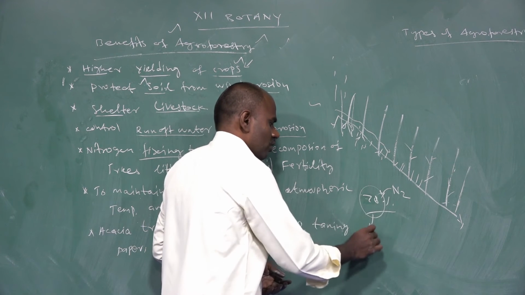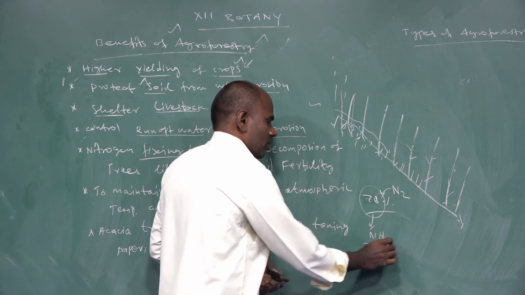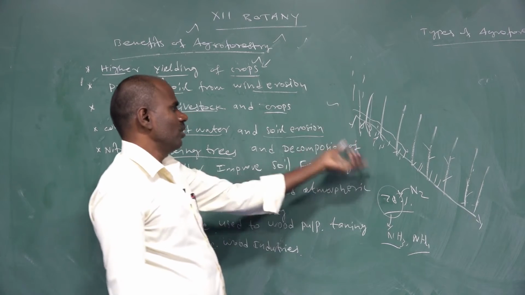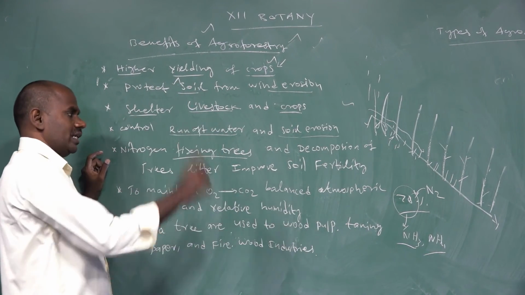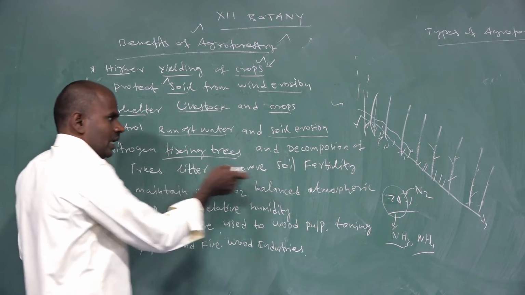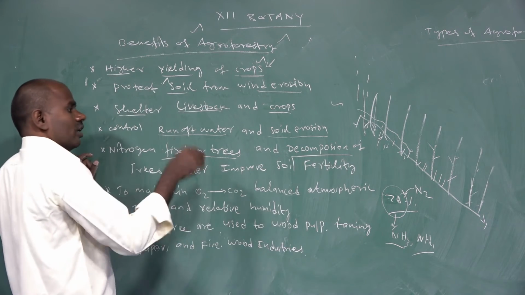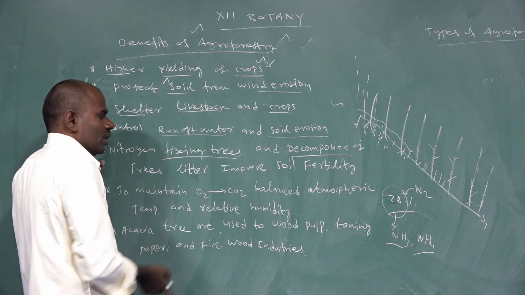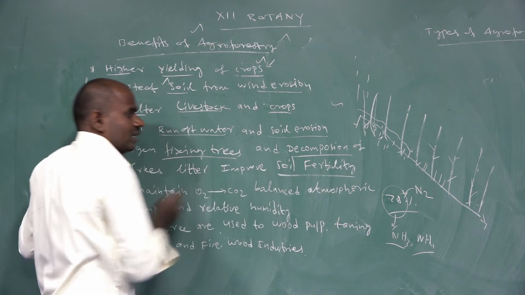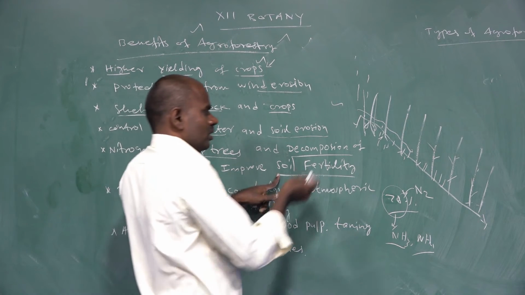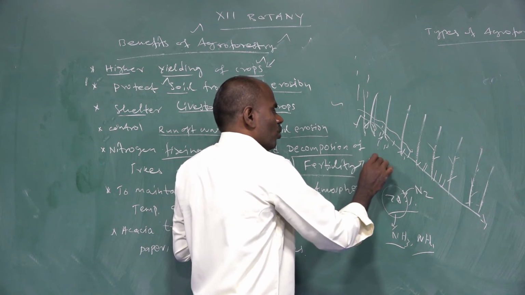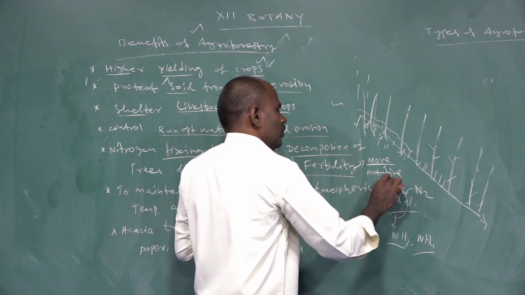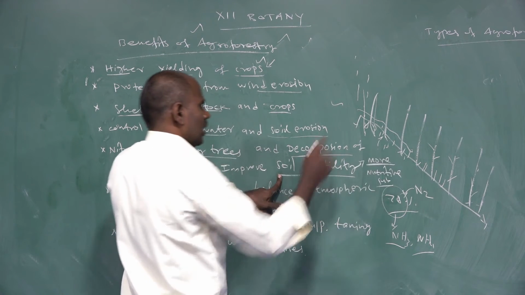This nitrogen is converted to form ammonia, NH4. This ammonia is used for the growing of trees. Some nitrogen fixing trees, and decomposition of organisms and trees, later improve the soil fertility. Fertile soil contains more nutritive substances.